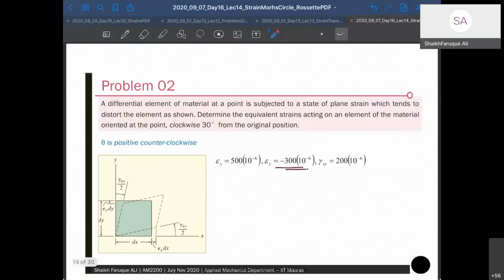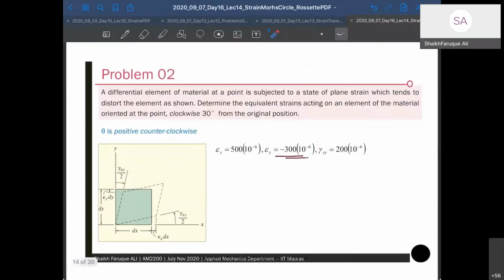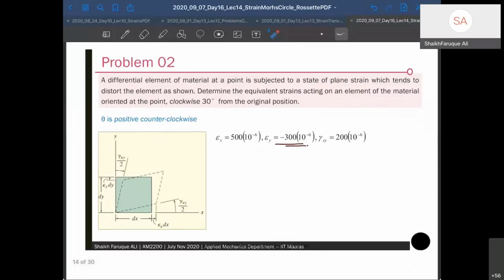Okay, last class we solved one problem. Let's solve another problem today. Transformations that we have here. It says that a differential element is shown here. So this is the differential element, subject to a state of plane strain. The plane strains are given: epsilon x is 500, epsilon y is minus 300, and gamma xy is plus 200.